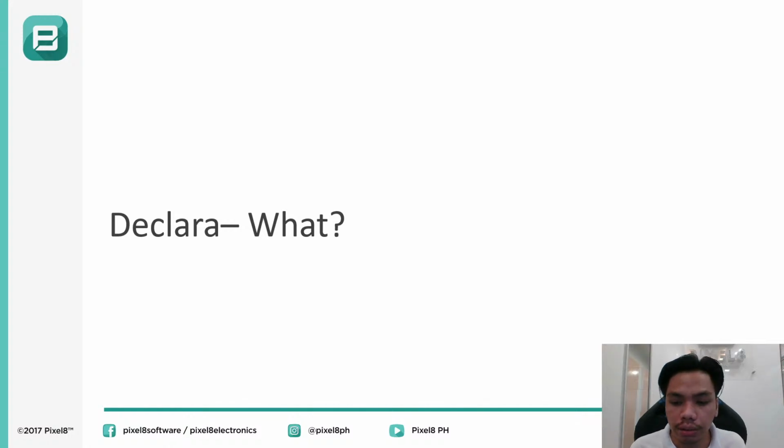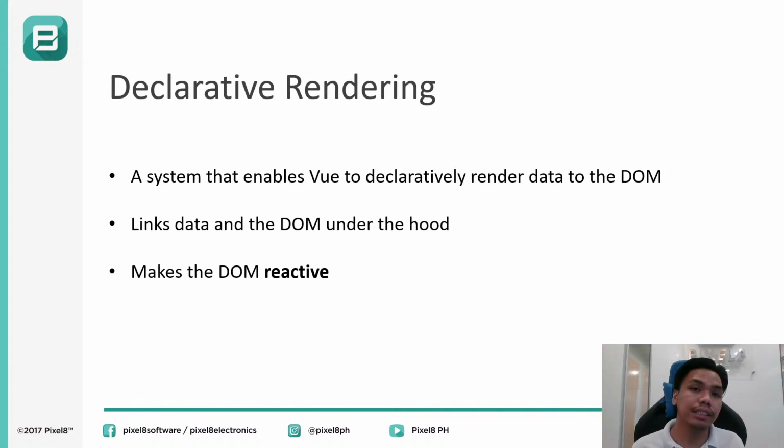VueJS also has what you call declarative rendering. So for those of you who have never encountered the term yet, declarative rendering is a system that enables Vue to declaratively render data to the DOM. What it does is it links data and the DOM under the hood, therefore making the DOM reactive.